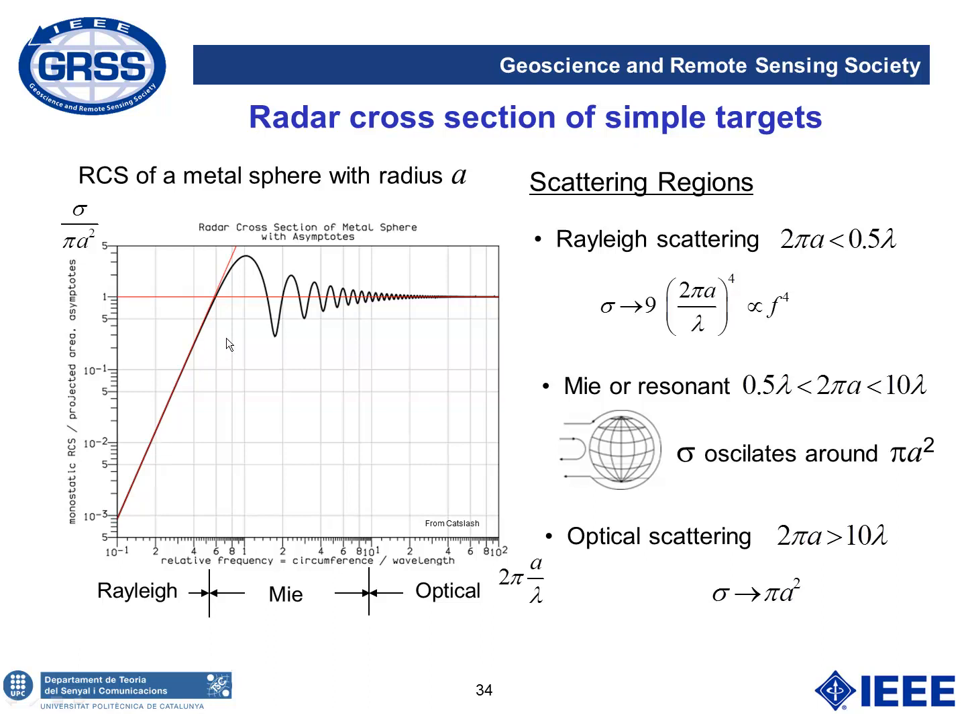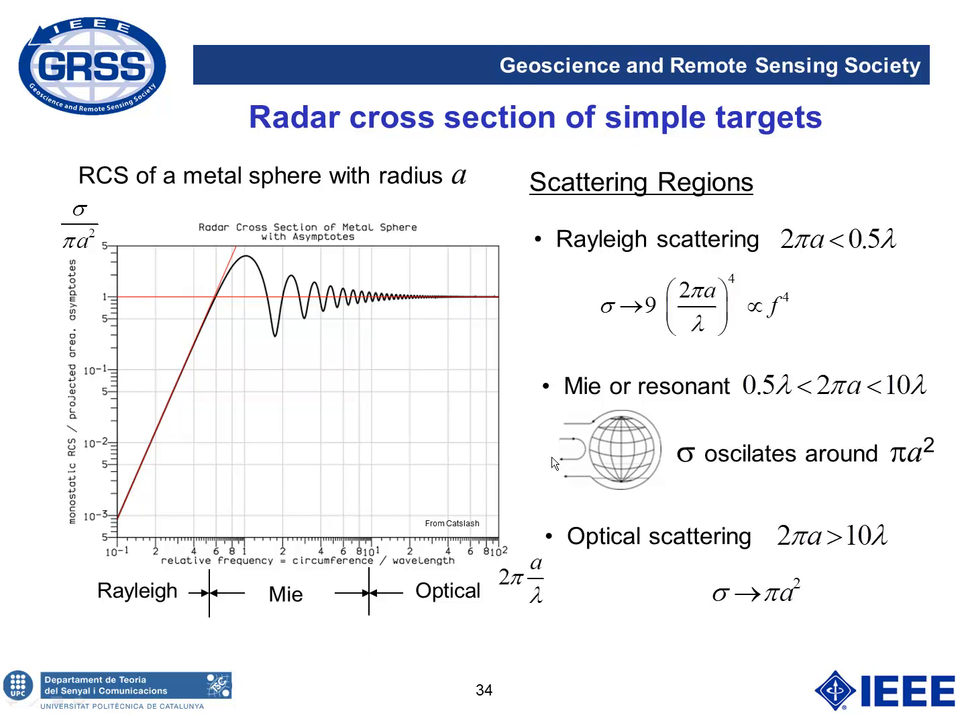Only when the sphere is comparable to the wavelength is there a very strong interaction between fields and the currents on the surface of the sphere, and in this case the sphere actually becomes a very strong radiator, a very strong scattering object. And we have here some oscillations. This is called the Mie region or resonant region, and this corresponds to a perimeter which is between 0.5 lambda and 10 lambda.